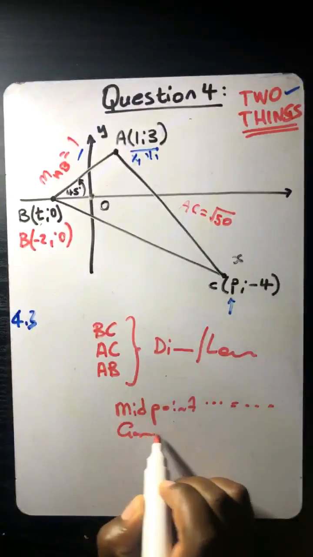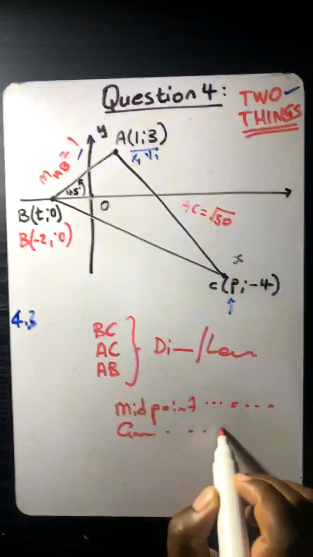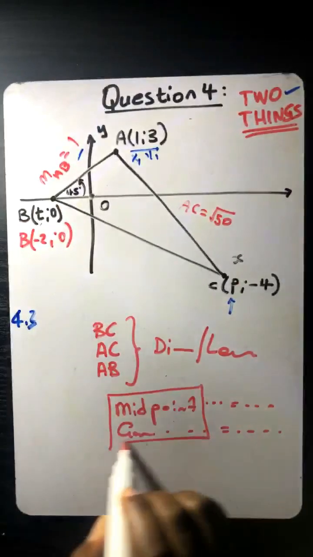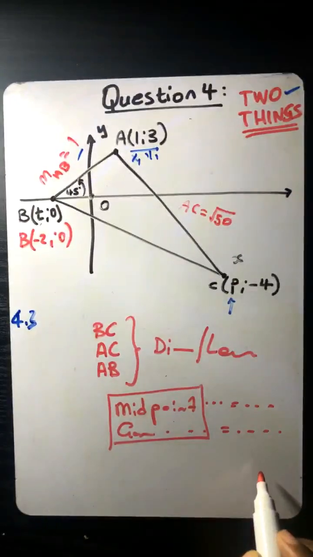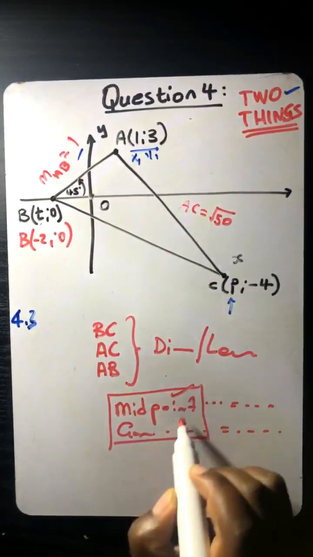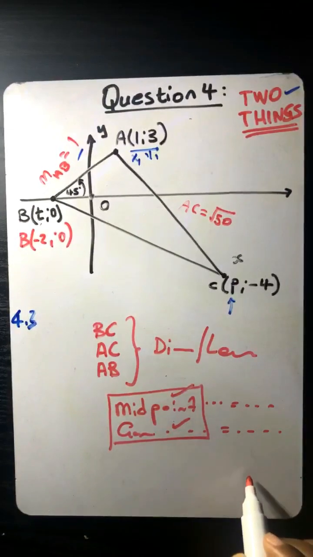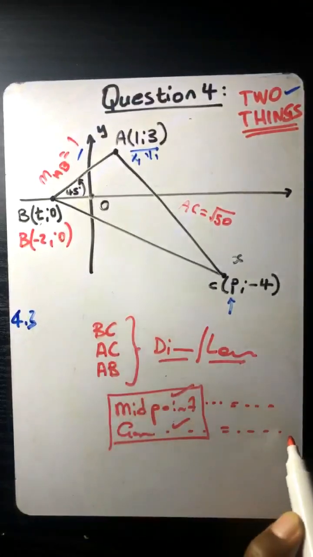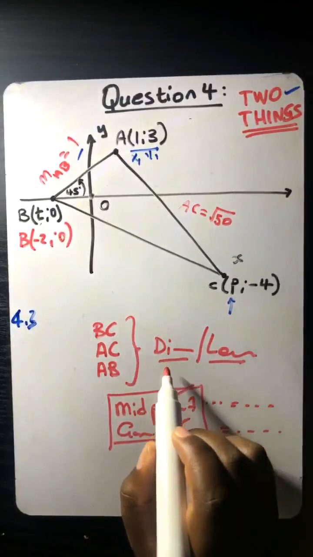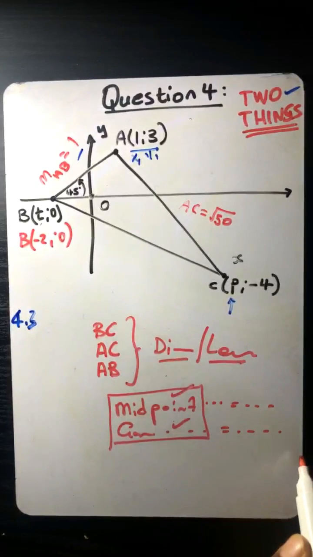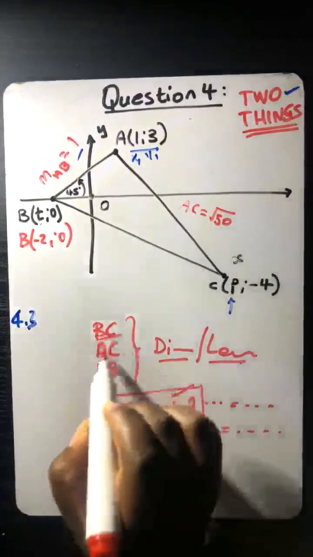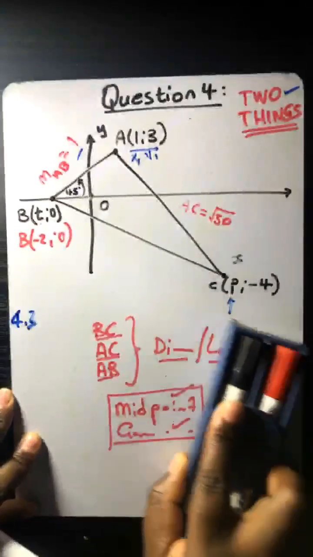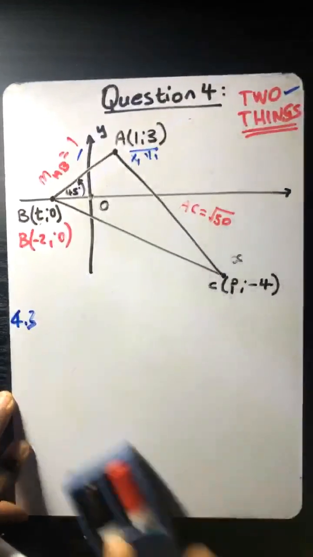They must say the midpoint of whatever equals whatever, or the gradient of whatever equals whatever. So there is no sign that is used to refer to those, but the examiner might need to say it in their own words. But when it comes to the distance, the examiner might not say the distance between AC, the distance between AB, or the length between BC. They will just write it in capital letters. So I hope you guys understand that part.